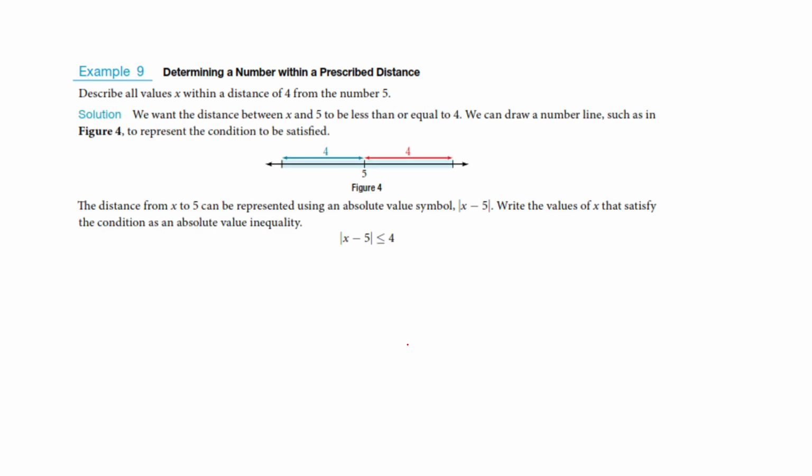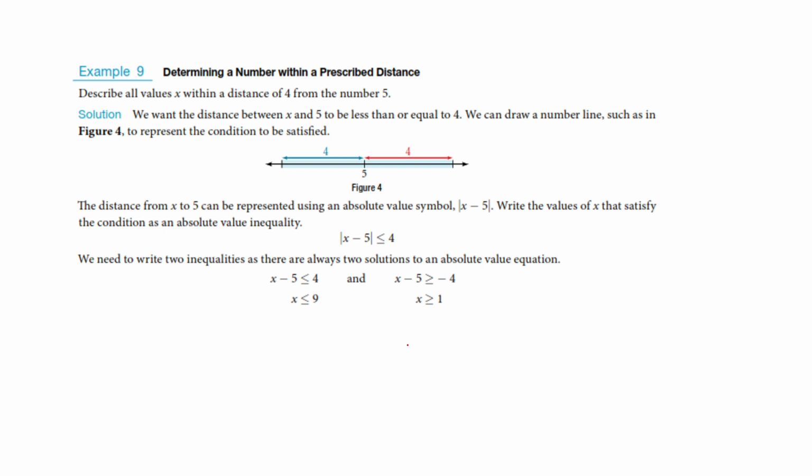Now let's look at this one. I'm going to solve this first as if it was an equal sign. You don't have to do that, but I'm going to just show you what's happening here. So x minus 5 equals 4. I would solve it again as if x minus 5 is -4. Now I work these two problems. I get x is 9 and x is 1.